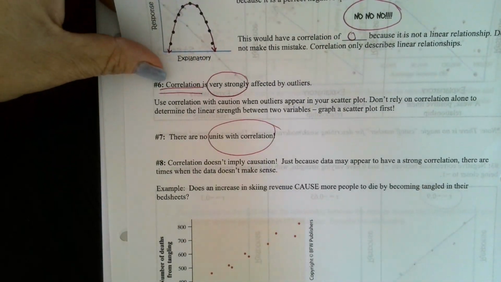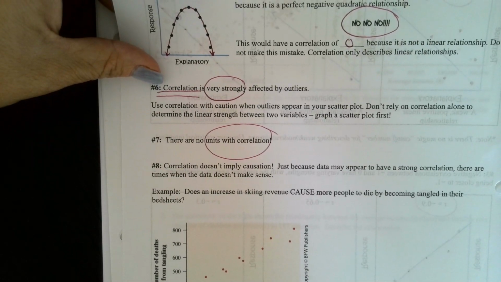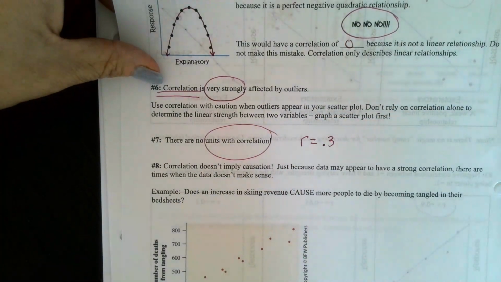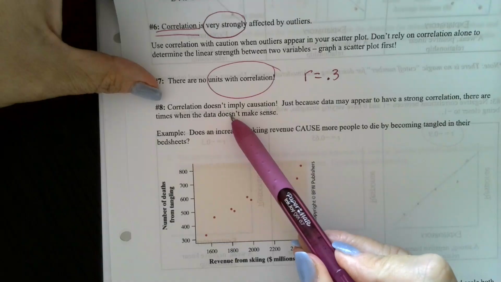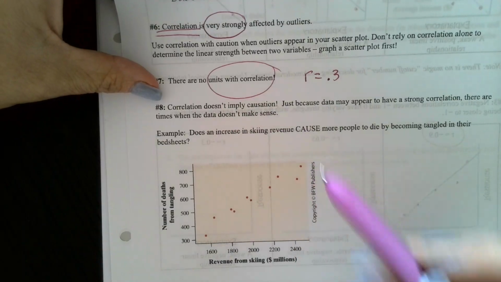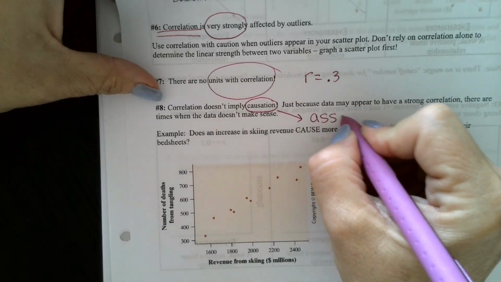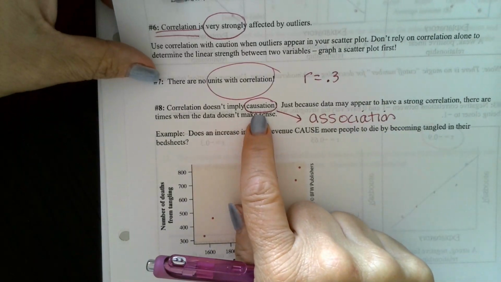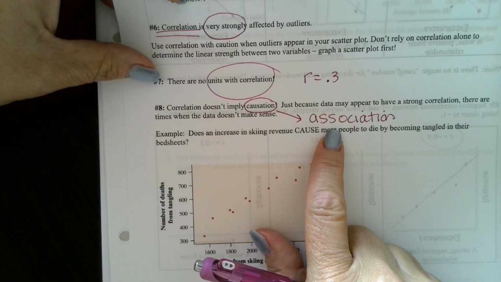All right, so no units with correlation. Unlike standard deviation, where the units match whatever we're measuring, there are no units with correlation. We're just going to get an r value. r equals 0.3. And then correlation doesn't imply causation. Causation is the same thing as when we say association. Does one variable cause the results of another variable? Is there an association between our two variables?